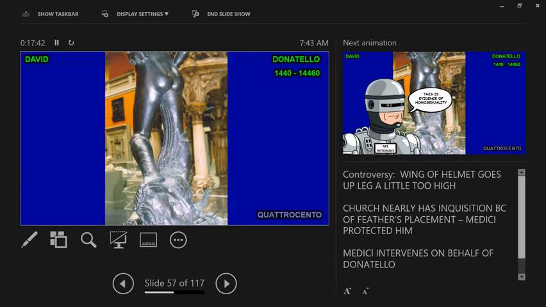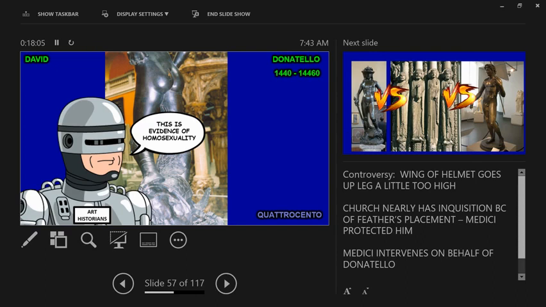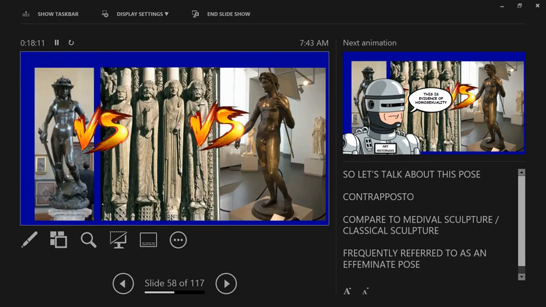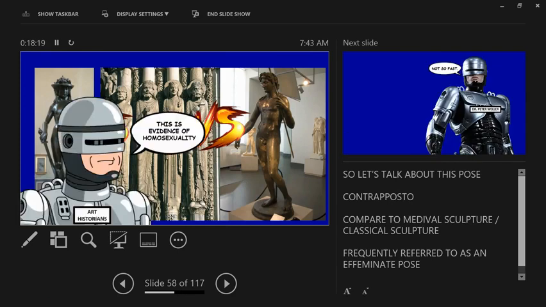Another piece of evidence, if you look at the backside of the sculpture: Goliath's helmet has these big wings. I don't know if you've ever seen wings on a helmet. And the feathers of this wing go all the way up David's leg and almost touch his privates. Art historians say that this is evidence of homosexuality. And then, like I said before, the pose here is a bit of an exaggerated, effeminate pose, which art historians also say is evidence of homosexuality.